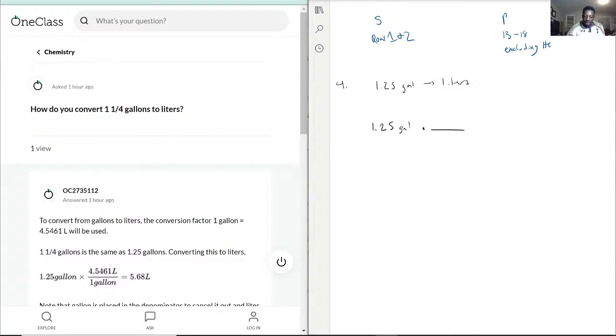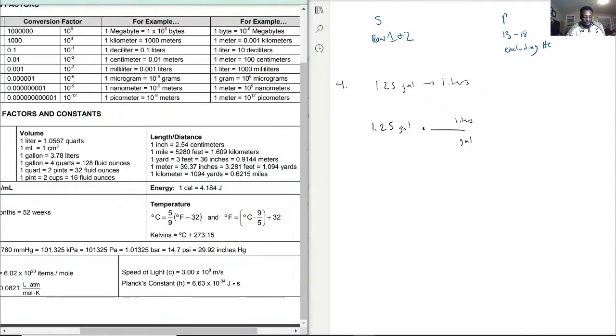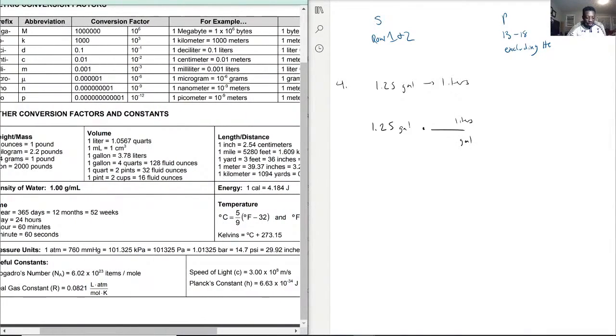So we multiply that by something in liters over gallons. So let's see what our conversion table tells us. In volume, 1 gallon is 3.78 liters. So 3.78 on top, and 1 luckily for us at the bottom. Then we multiply those two together. So 1.25 times 3.78, what do we get? 4.725. Just want to make sure that's a 4. All right, and we cancel out the units, and we get this.